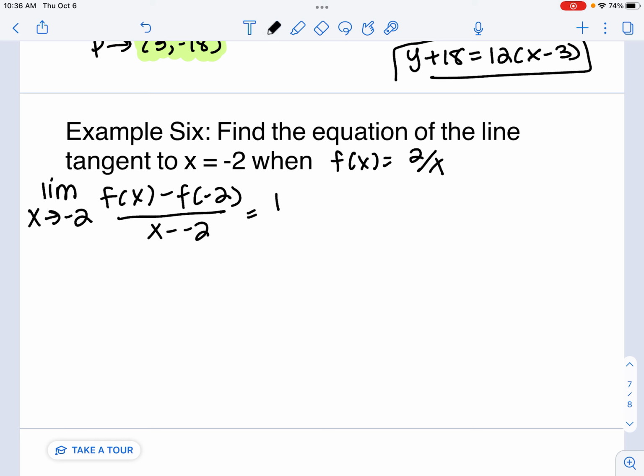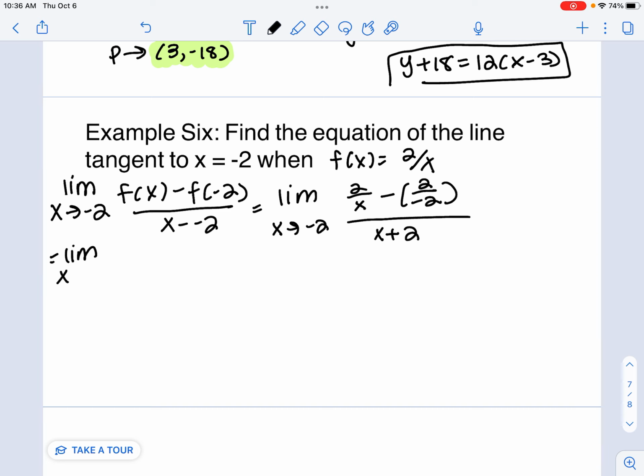Okay, so then the limit as x approaches -2, well, f of x is just 2 over x, and that will be subtracted by 2 over -2. So I'm just plugging in -2 for x, and then my bottom I'm going to write this time as x plus 2, because minusing a negative is plus 2. I'm going to clean up my numerator a little bit, so I'll have the limit as x approaches -2 of 2 over x plus 1, because 2 divided by -2 is -1, and negative times a negative is positive, so this is what I'll have on top.